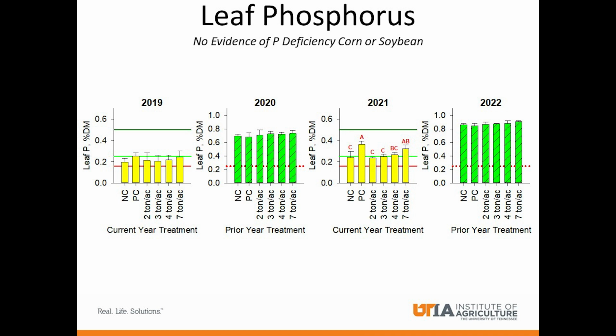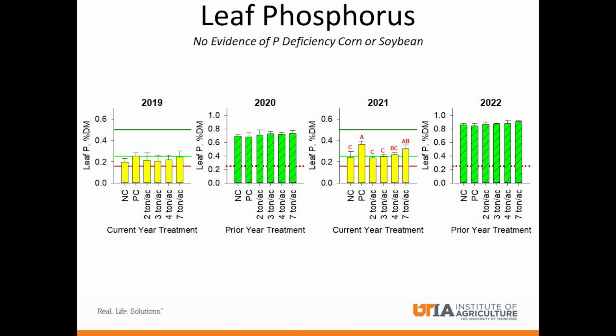This is for the trifoliate leaf in soybean. We go back to corn. This is the ear leaf in corn again. And finally here in 2022, the trifoliate leaf concentrations in the soybean.